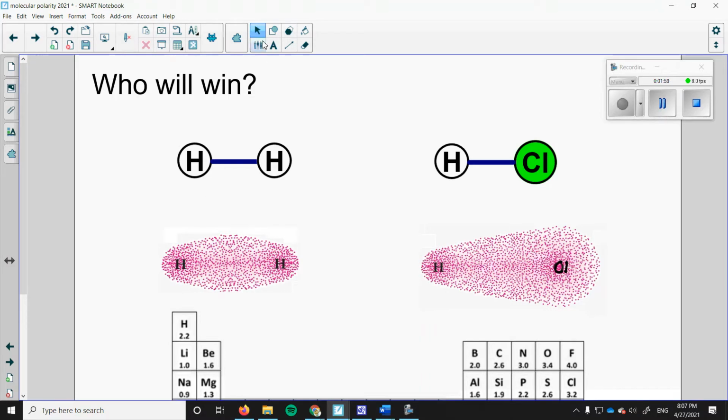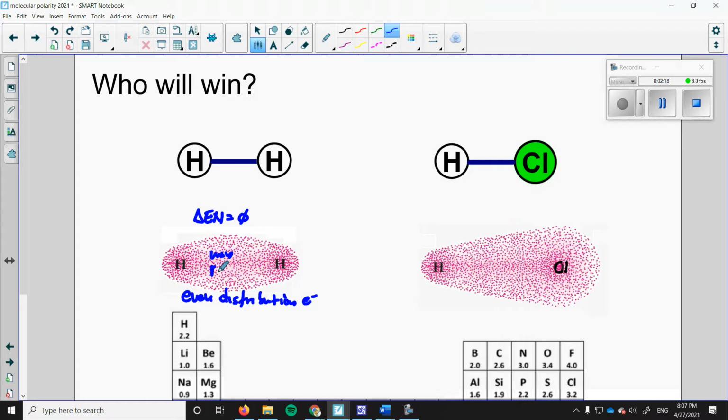So remember, the difference in electronegativity for hydrogen gas is going to be 0. So, beautiful, even distribution of the electrons. So we say that this molecule is going to be non-polar. It's a non-polar molecule. That means it doesn't have any charge density.